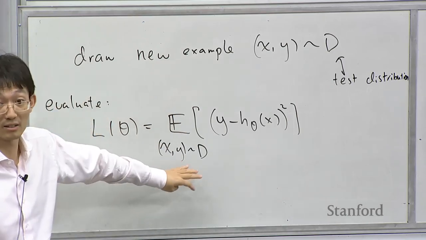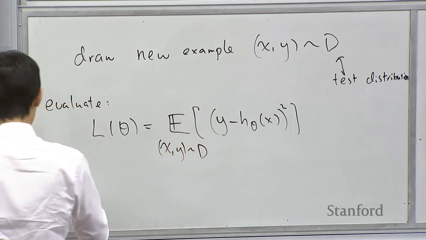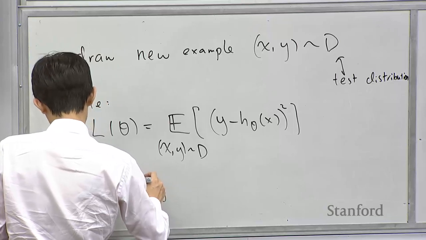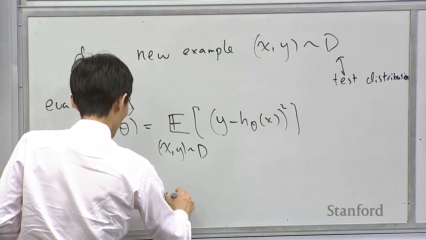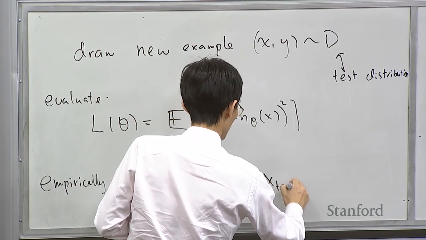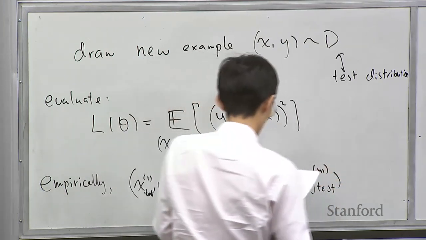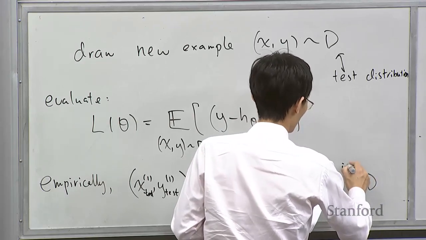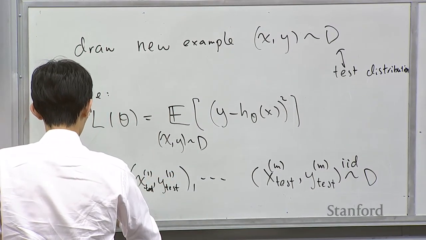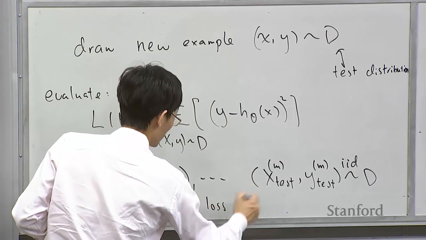And of course, here I'm defining it as an expectation, so implicitly I'm taking the average over the entire distribution. If you really want to do it empirically, what this means is that you draw a bunch of examples, maybe let's call them x1 test, y1 test, and so on, maybe m of these. These are other examples than the ones you used for training. These are new examples you draw during test time. You draw them IID from this distribution D, and then you evaluate the average loss on this set, the test set.